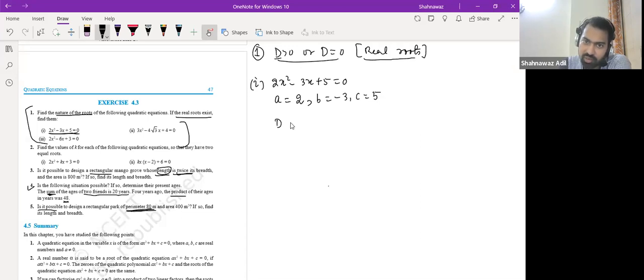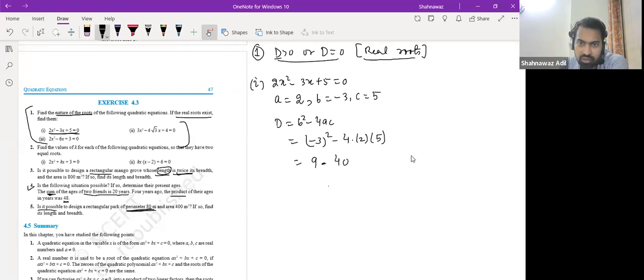So D is B square minus 4AC. So B is minus 3 square, and minus of 4 into A is 2 and C is 5. Right. So this is 9 minus, how much? For this type of question, we can use the quadratic formula also and the discriminant formula. We can choose any method. But first we have to find whether the roots exist or not, right?